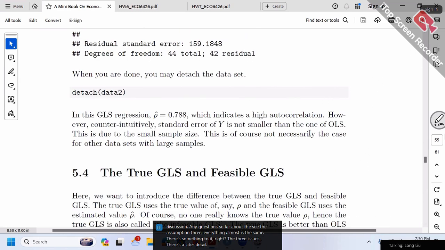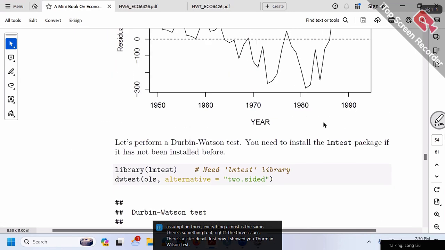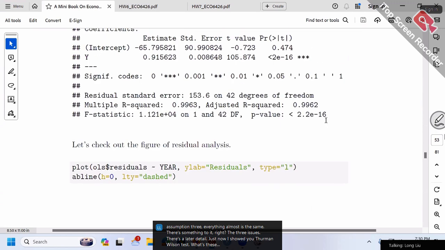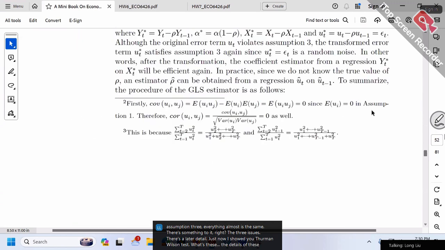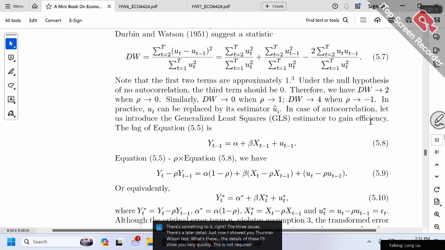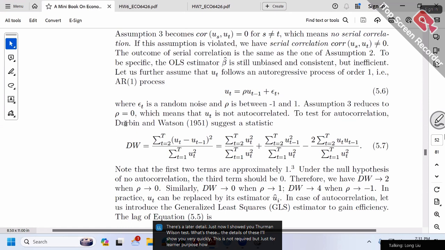And a little detail. Just now I showed you the Durbin-Watson test. But what are the details of this? I'll show you very quickly. This is not required, just for learning purposes. How do we calculate the Durbin-Watson test? Durbin and Watson calculate such a value, the DW value. Of course, DW comes from their names. The DW value is from this kind of number.